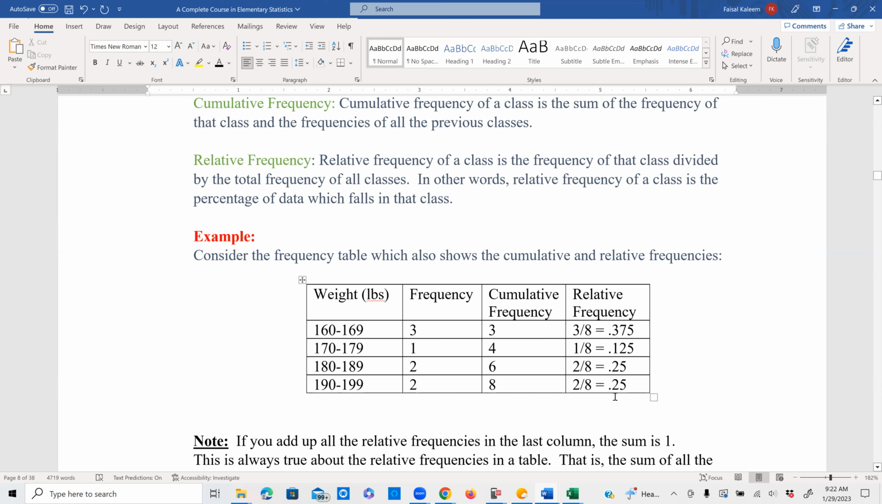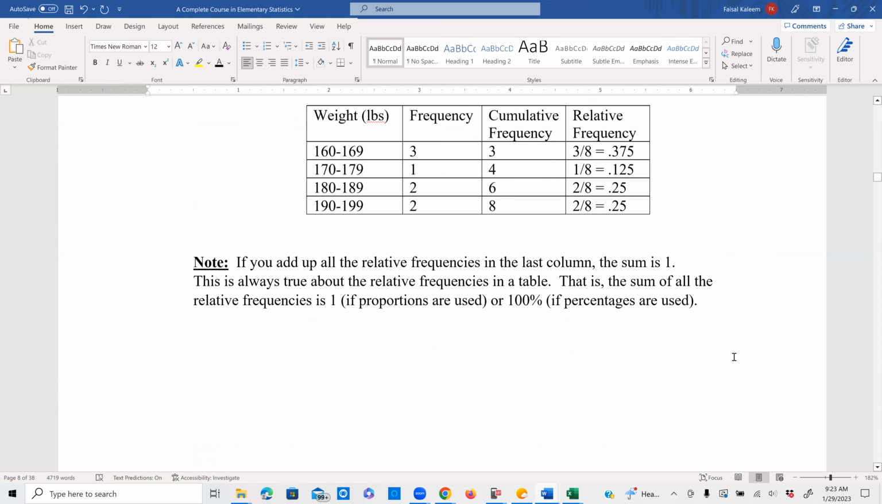All the relative frequencies have to add up to 1 if you're using proportions. So you can see they'll add up to 1. And if you use percentages, then they have to add to 100%.